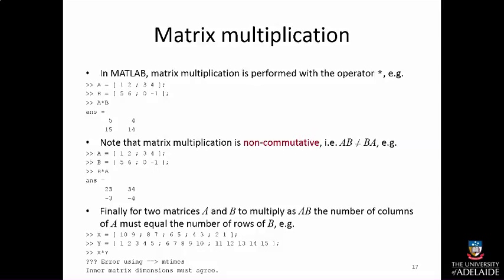Look at the second example. We have the same matrices, but now instead of doing A times B, we are doing B times A, and the answer is different. So finally, for two matrices A and B to multiply as AB, the number of columns of A must equal the number of rows of B. We just discussed that, and in this one the dimensions do not agree. That's why we are going to get an error.